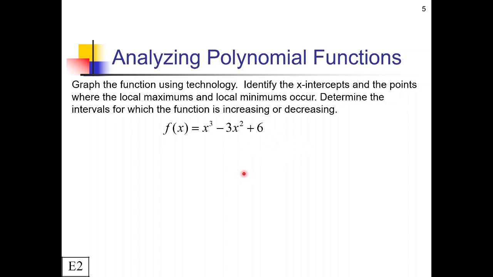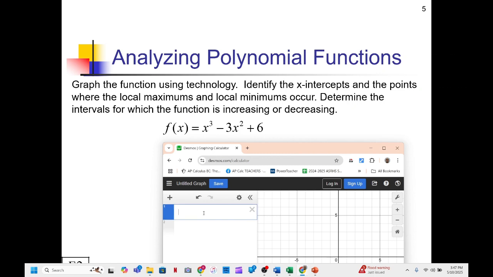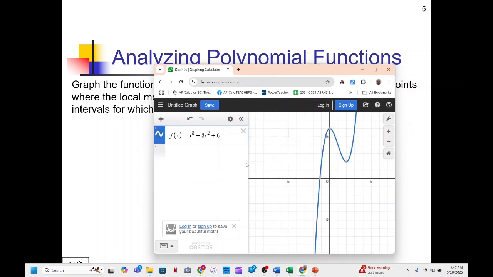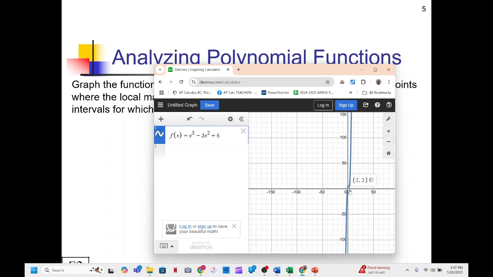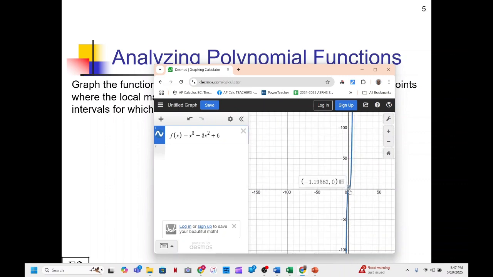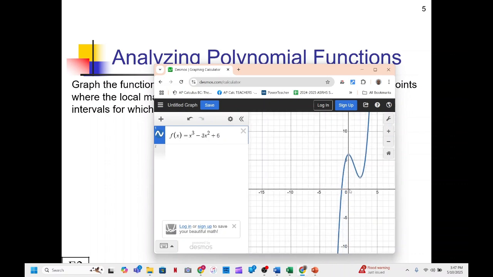So let's go to Desmos. And on the graphing version of Desmos, let me enter f of x in there. So we've got x cubed minus 3x squared plus 6. And let's just move this up here. So I see here that we've got one x-intercept that I can see. Let me just zoom out and make sure there's no other ones that are hiding. And it's pretty unlikely that there are any. So I think we're pretty good with this one.